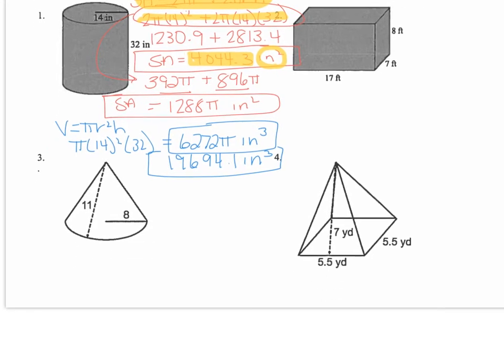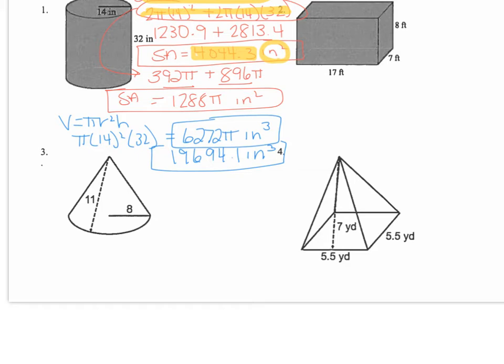So now I'm going to skip down to number 3. Number 3 is what shape? It's a cone. So surface area, we're going to do first. Point 1, correct formula, pi r squared plus pi r L. So fill in the information. My radius is 8. My radius is 8 again.